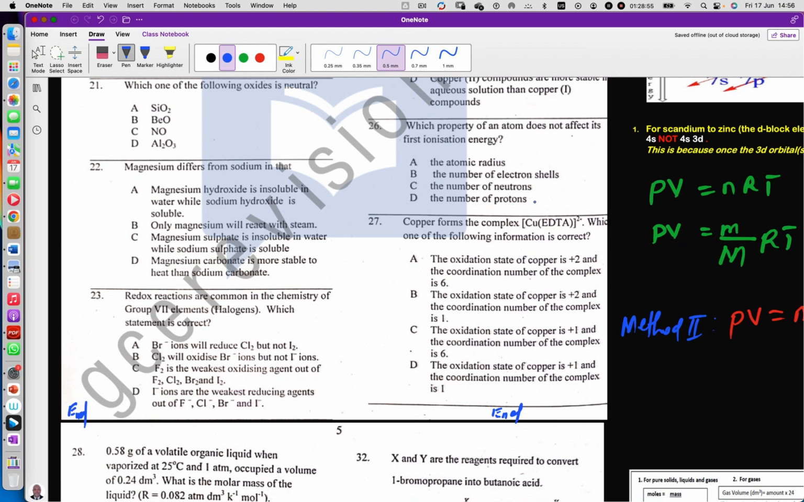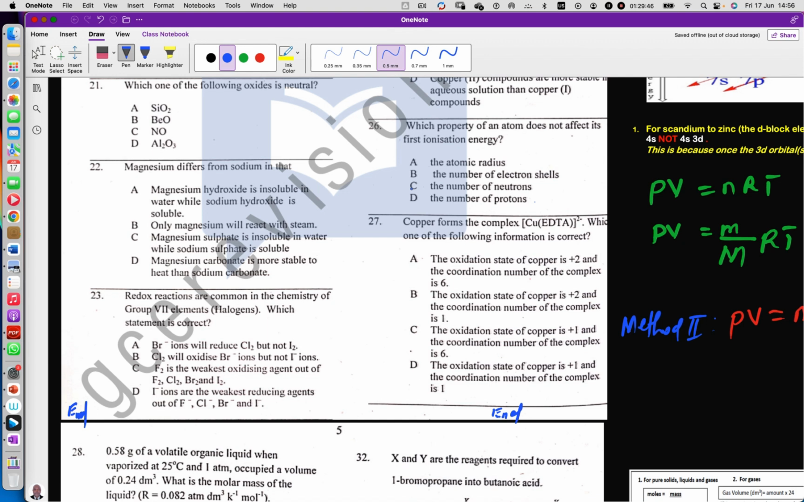The number of protons does affect the ionization energy, because the number of protons in the nucleus will balance the number of electrons, and that results in the charge. The more the number of protons, the higher the nuclear charge. And the higher the nuclear charge, the higher the attraction of the nucleus to the outermost electrons, and more energy is now required to remove the first electron. So all these affect the first ionization energy of an atom, except neutron, which is C. Our answer is C.